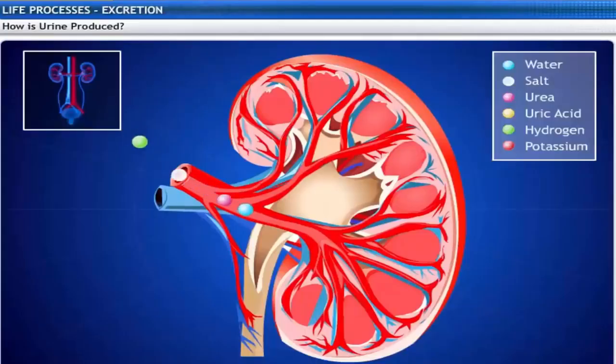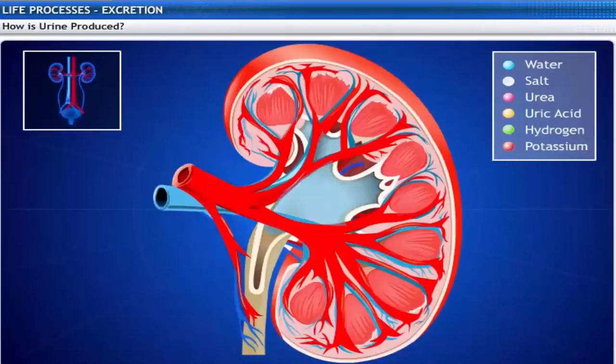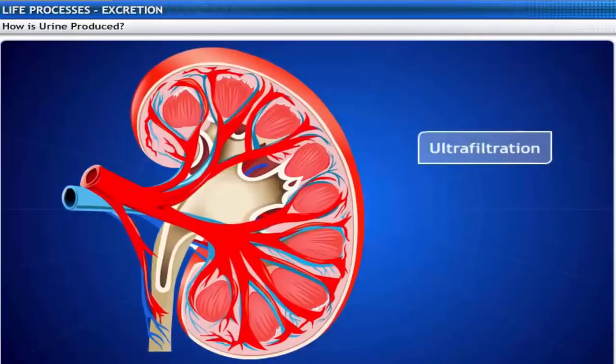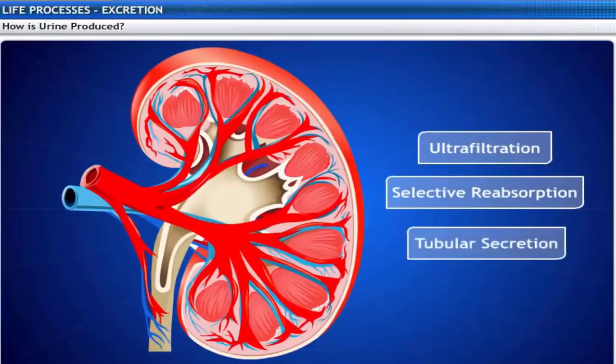Waste products in the body are transported by the blood to the kidneys through the renal arteries. Unwanted wastes and toxic products such as urea, uric acid, hydrogen and potassium ions are left behind in the kidneys. These excretory products are removed by nephrons in the form of liquid called urine. The kidney performs 3 functions leading to urine formation: ultrafiltration, selective reabsorption, and tubular secretion.